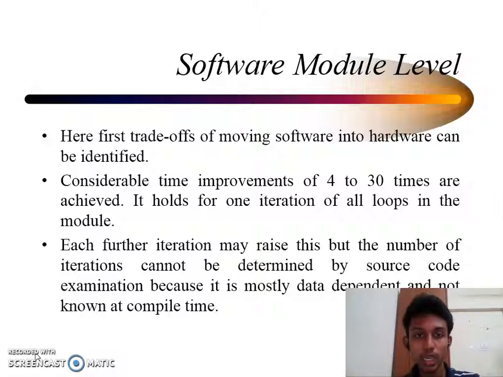So we can see that the programming language level trade-offs and the software module level trade-offs are very much interrelated, because as we design our programming language level trade-offs, in the similar way we design the software module level trade-offs, because the programming language should be compatible with the software modules we choose.